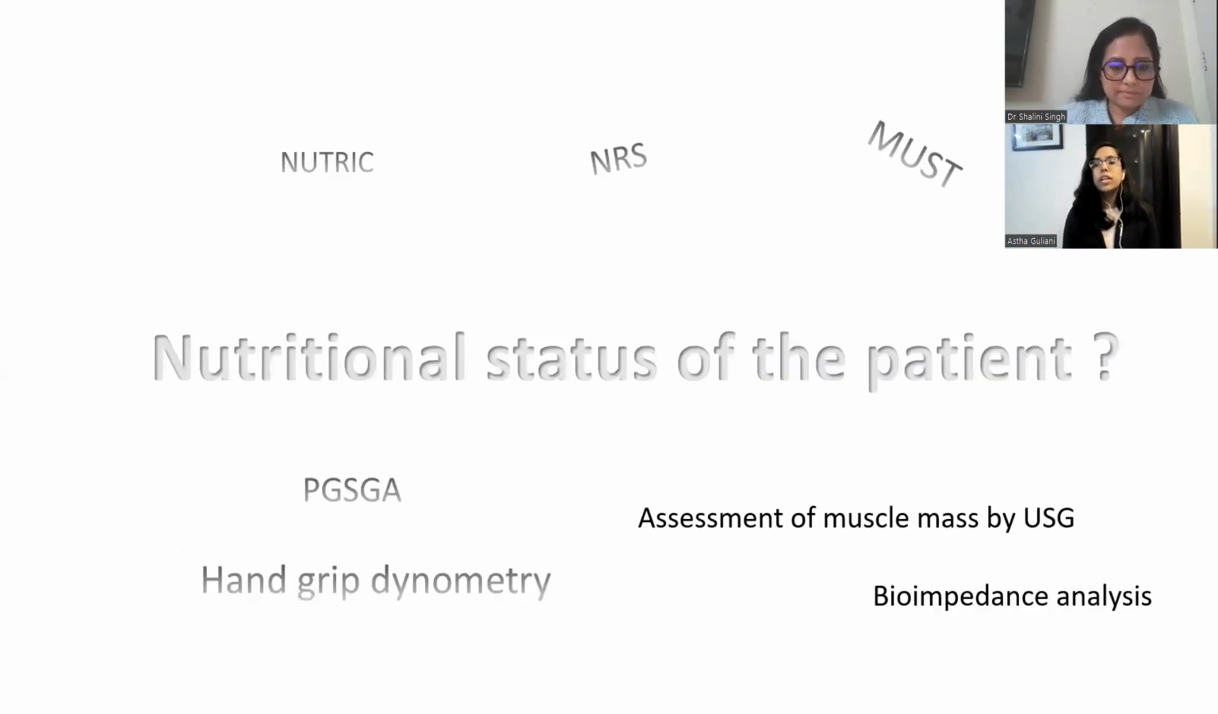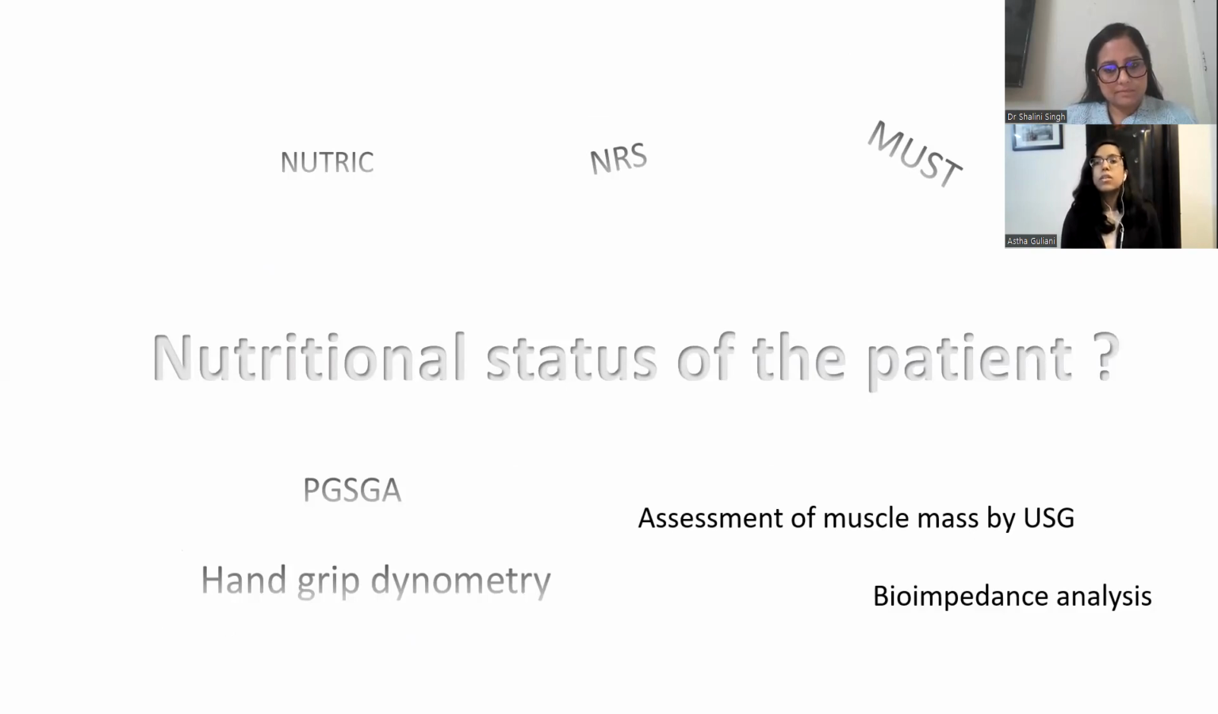So the first question that needs to be addressed is nutritional status of the patient. This was discussed in great detail in the previous class, so I'll just give you a basic understanding. There are different scores that help us assess the nutritional status of the patient. The two most commonly used scores are Nutrition Risk in Critically Ill, that is the NUTRIC score, and subjective global assessment, that is SGA. To assess for malnutrition, we can use ultrasonography.